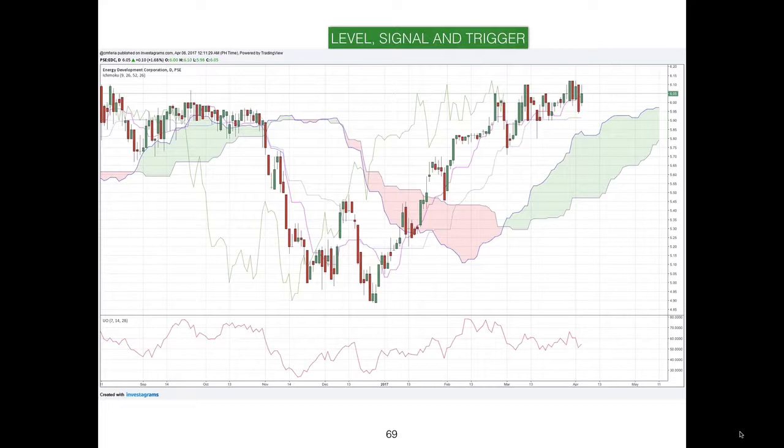So the level is where to buy. The signal is like the yellow light in a traffic light. It's almost time to buy. The trigger is your go signal to buy.